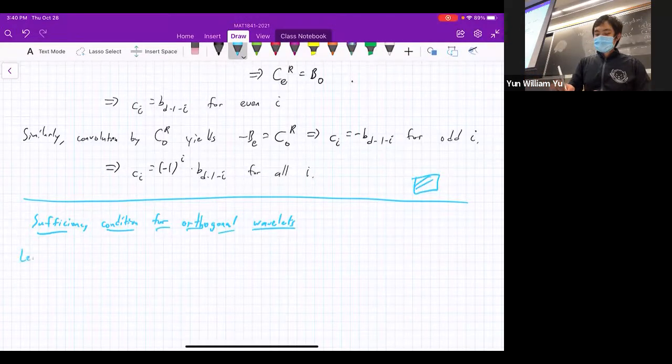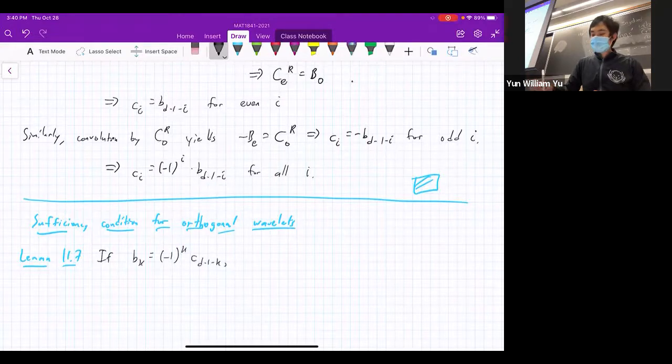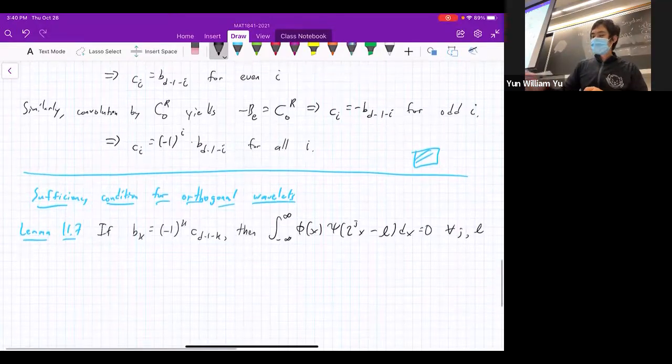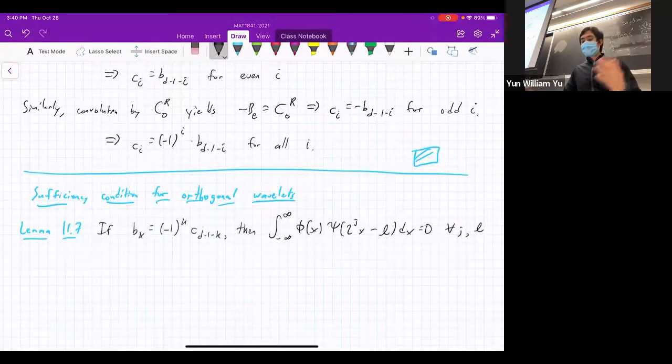And this is Lemma 11.7 in your textbook. If b_k is equal to (-1)^k c_{D-1-k}, then we know that the inner product of phi(x) and psi(2^j x - l) is equal to 0 for all integers j and l. So basically what we're claiming here is that if we have this, then you also get this orthogonality property that we care about. And let's prove this.